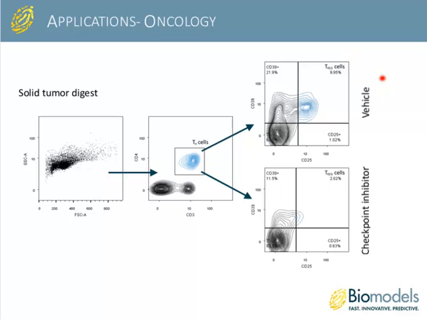With treatment with the vehicle, you can see that there's a substantial population of Tregs present. With treatment with a checkpoint inhibitor, that population of Tregs is vastly reduced. So in your tumor studies, not only can you look at tumor size and survival, but you can also verify the mechanism of action of your drug by doing some very basic FACS analysis.